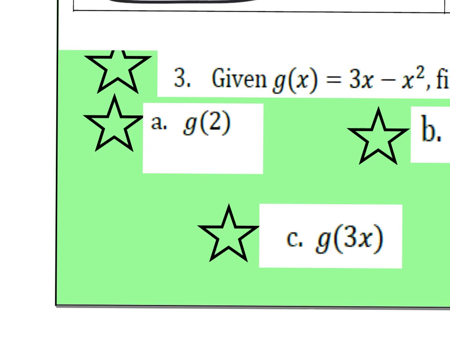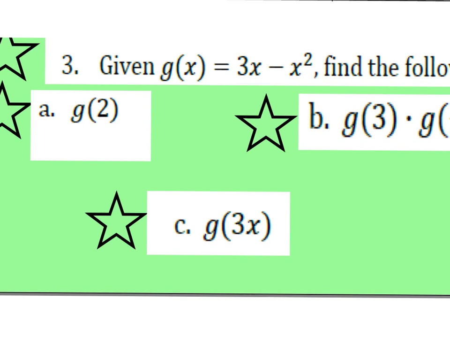So now here if I look, there's g of x. Figure out g of 2. Well, g of 2 is just going to be 3 times 2 minus 2 squared. So 6 minus 4, that would be 2.